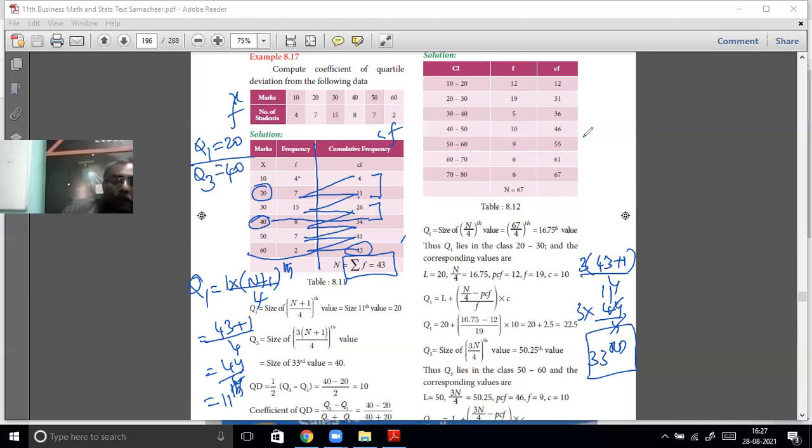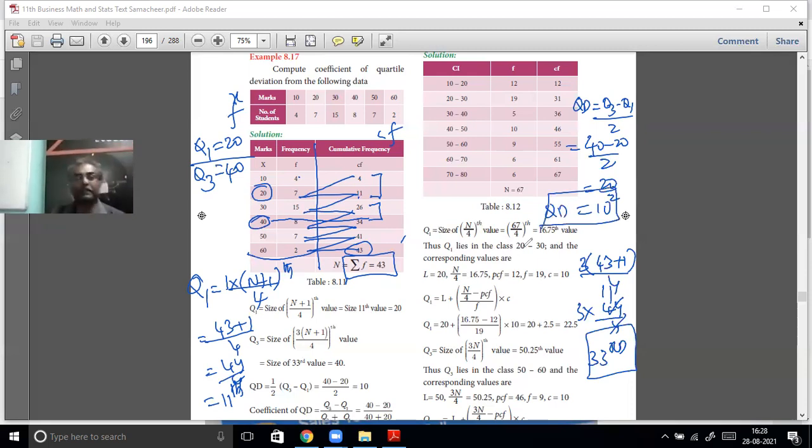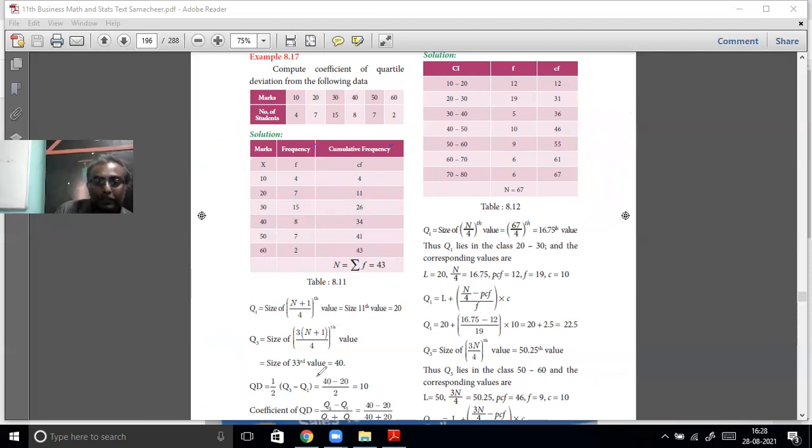What is the formula for QD? Q3 minus Q1 by 2. That means 40 minus 20 by 2. That is 20 by 2, which is equal to 10. So QD is equal to 10.